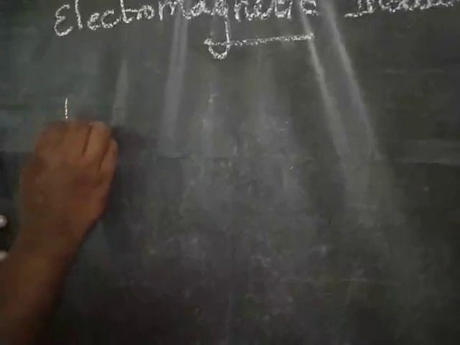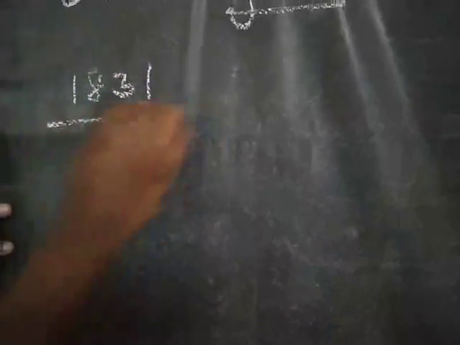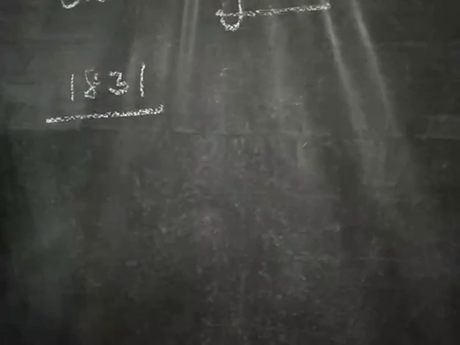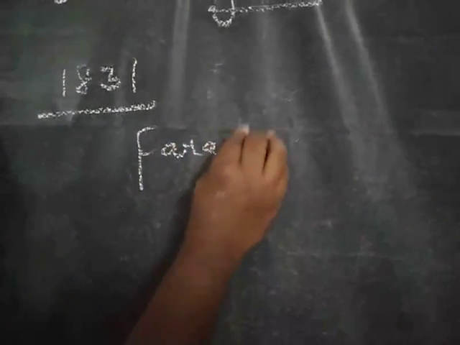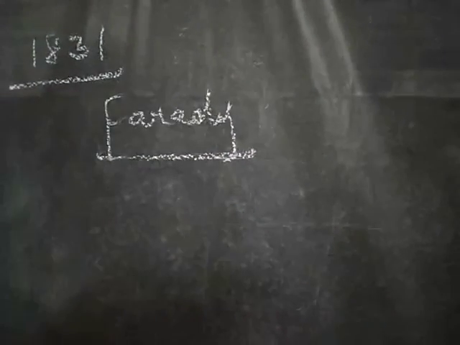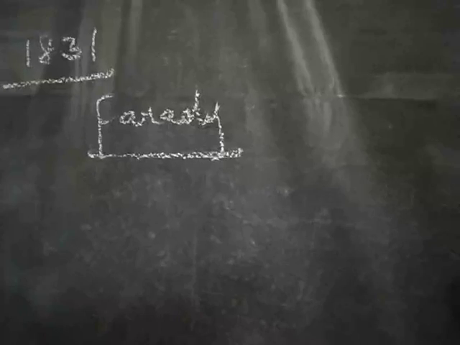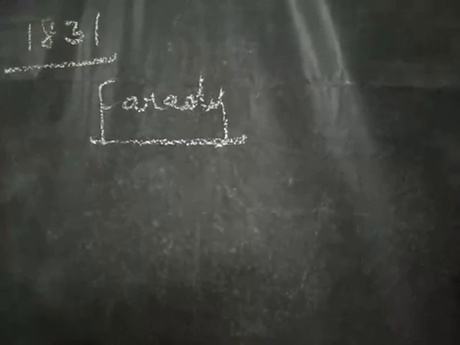In the year 1831, Michael Faraday explained the possibility of producing an EMF across a conductor when the magnetic flux is linked. So magnetic flux is nothing but what, ma? In a particular area, how many magnetic lines are passing. That is called magnetic flux.